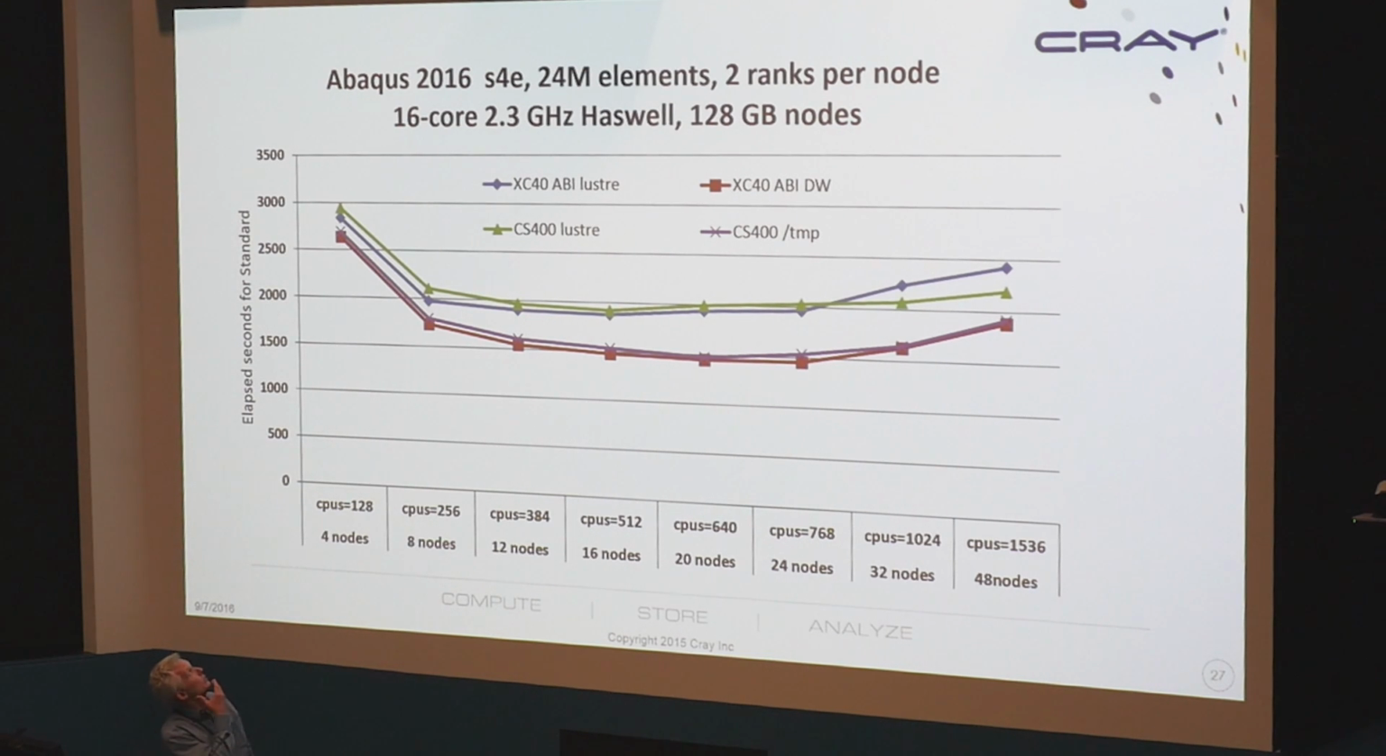Here's another example using Abaqus. Lines of interest, of course, are the bottom two, the red and the purple. The CS400 is basically just a Cray cluster, and they were comparing it against writing to local temp and then also on an XC system, writing it to DataWarp. So the end result was the wall clock time was less in the jobs using DataWarp.